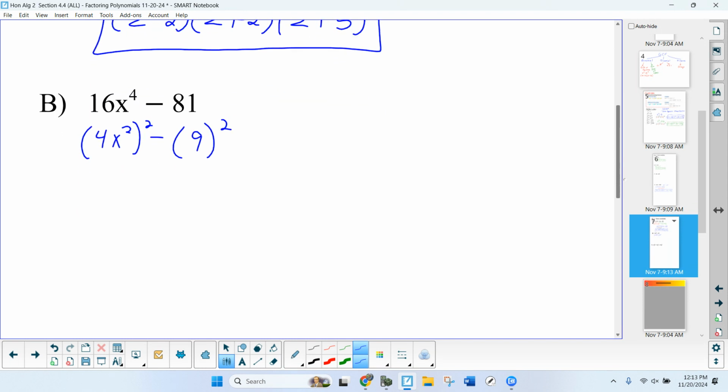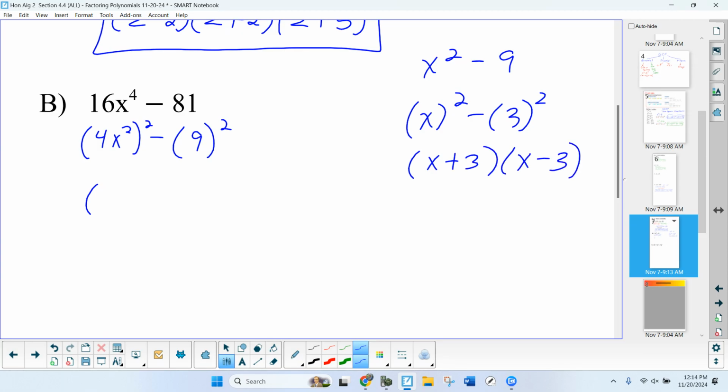All right. So what would this become? Lucas, she got it started for you. She said it's a difference of squares. She said this is 4x squared minus 9 squared. So this becomes what? If you had x squared minus 3 squared, that would be x squared minus 9. What does that become? x plus 3, x minus 3, a difference of two squares. So what does this become?